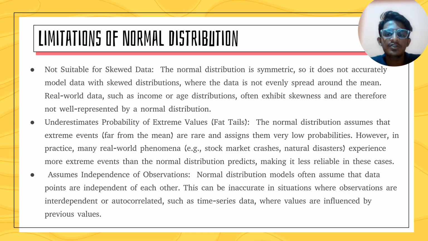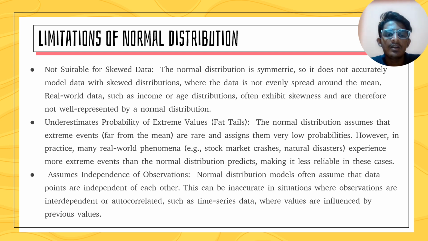Limitations of normal distribution. Not suitable for skewed data. The normal distribution is symmetric, so it does not accurately model data with skewed distributions, where the data is not evenly spread around the mean. Real-world data such as income or age distribution often exhibit skewness and are therefore not well represented by normal distribution.